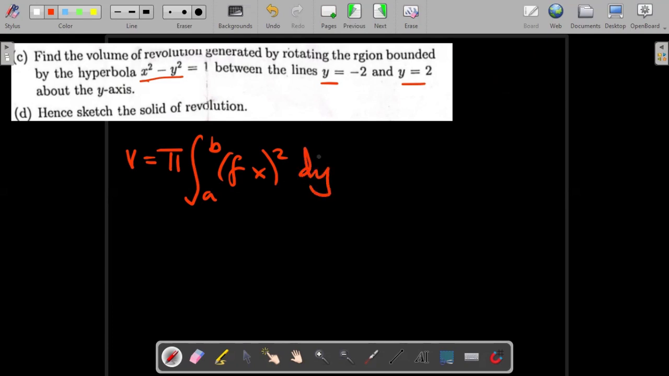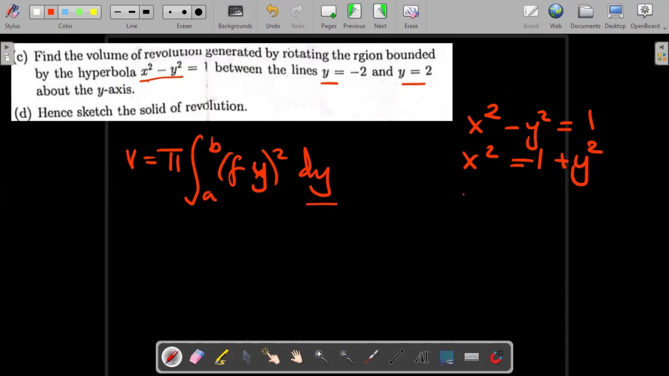And because it's in y, you must be differentiating with respect to y. So we write our equation there: x squared minus y squared is equal to 1. So in terms of x, this would be x squared. Then this was supposed to be f of y, because we're dealing with a function that is defined by x here. So that would be 1 plus y squared.